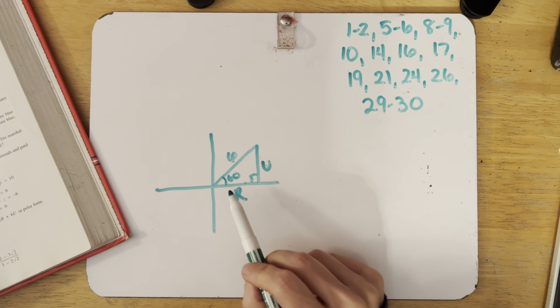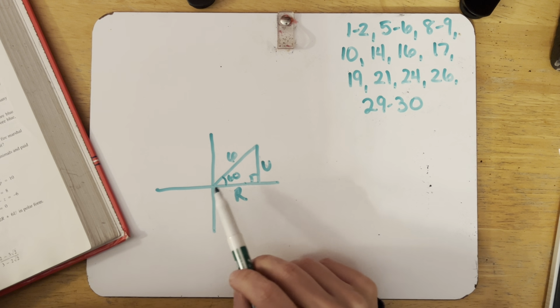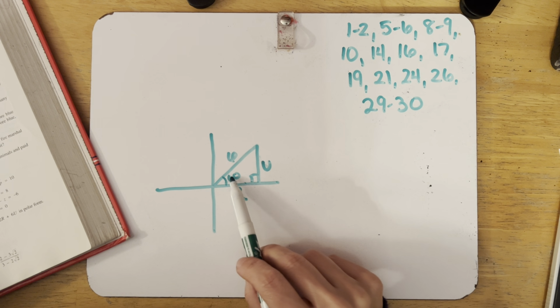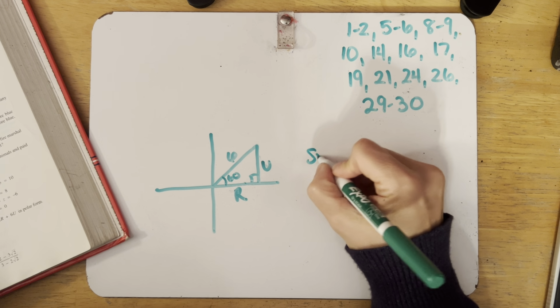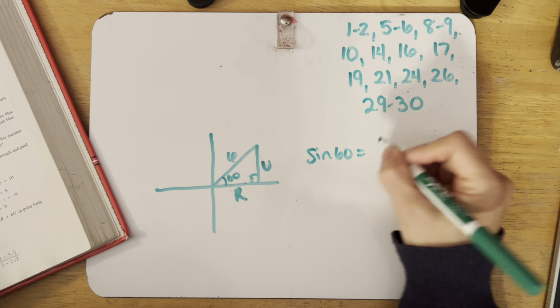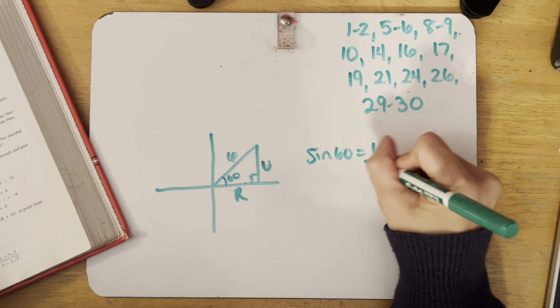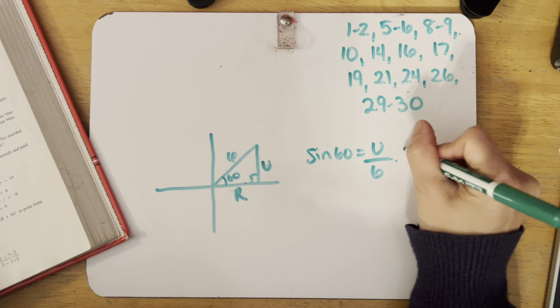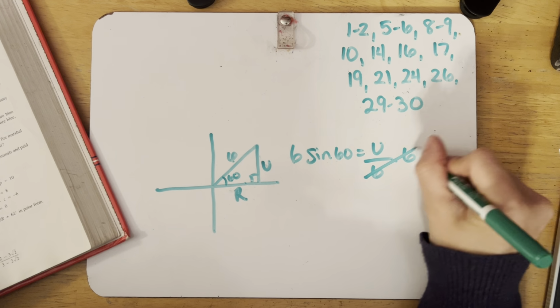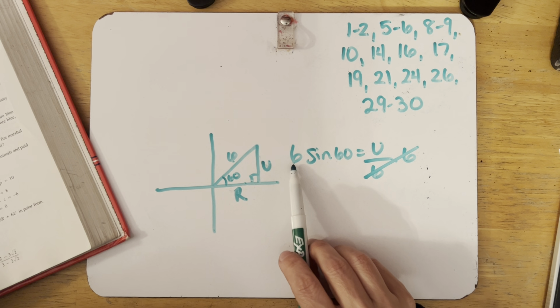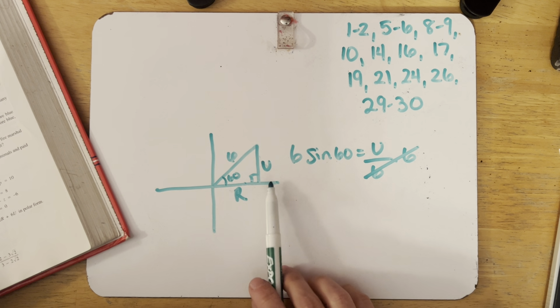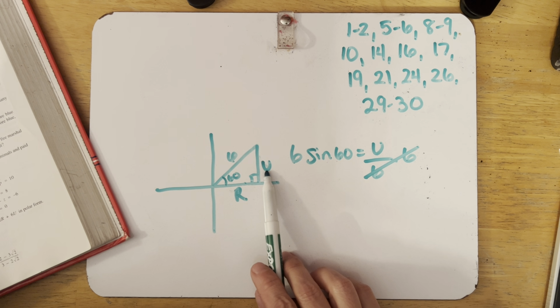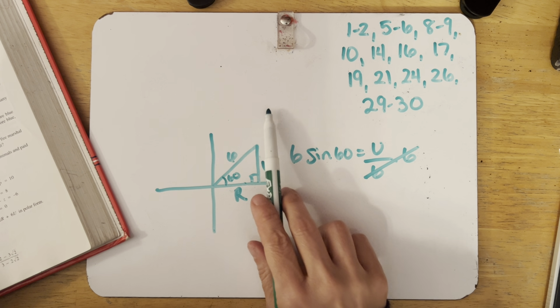Okay, so 60 degrees, I need to use my sine, cosine, tangent. So opposite over hypotenuse. So sine 60 equals opposite over hypotenuse. I multiply by 6 to get rid of it. U equals, you're going to punch into your calculator, 6 sine 60, okay? Whatever you get for an answer, that is your U. Okay, you've just solved for the U part.